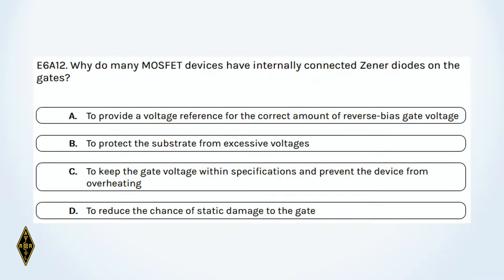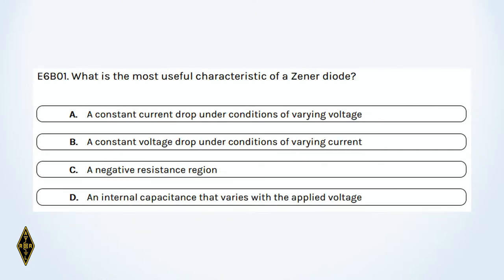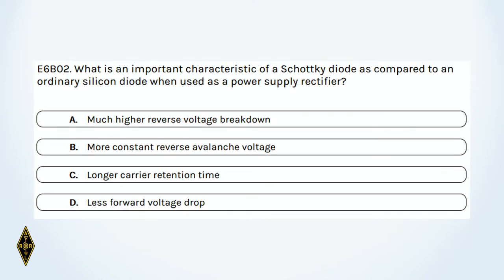So why do many MOSFET devices have internally connected Zener diodes on the gates? Delta. Yep, to reduce static damage. And what is the most useful characteristic of a Zener diode? Bravo. Yep, constant voltage drop. And what is an important characteristic of a Schottky diode as compared to an ordinary silicon diode when used as a power supply rectifier?